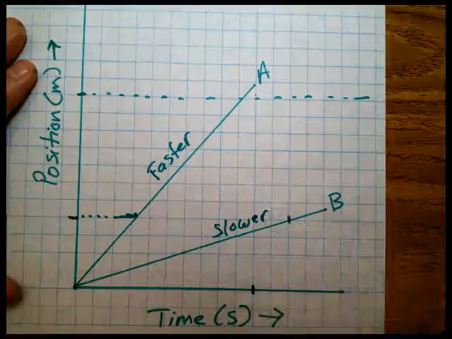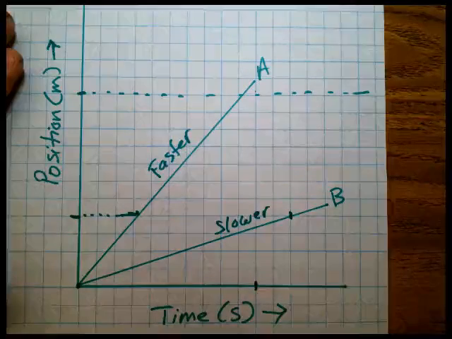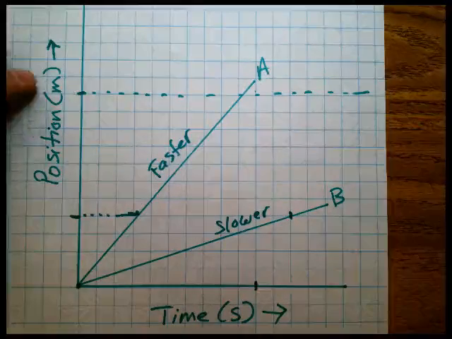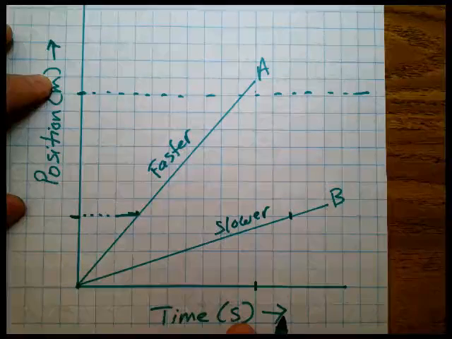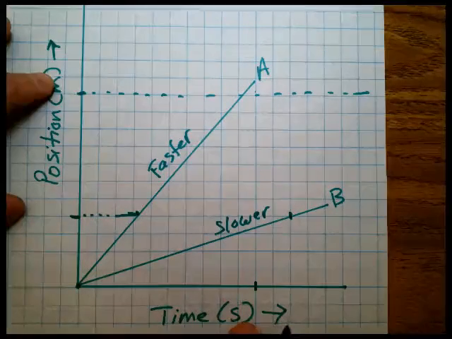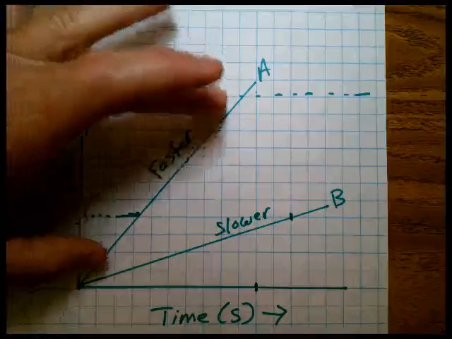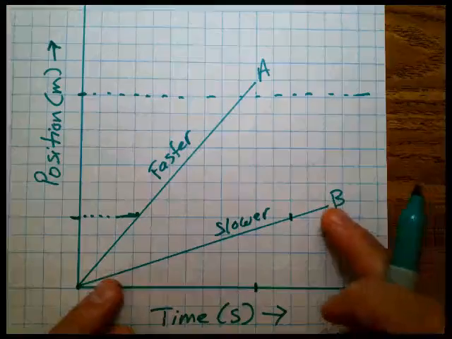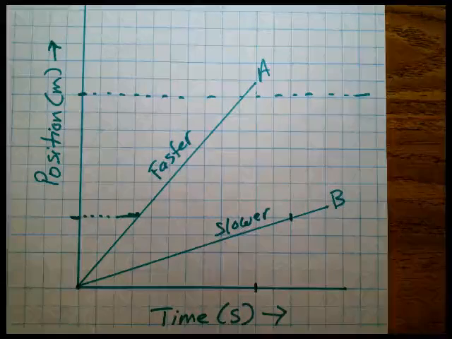And we confirm that quantitatively because we calculated the slope of each line, and because the y-axis is in meters and the x-axis is in time, when we divide meters by seconds, we get meters per second, and we know that is a speed. So this will have a greater slope or greater speed. B will have a smaller slope and a smaller speed.